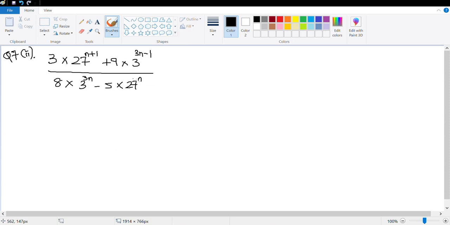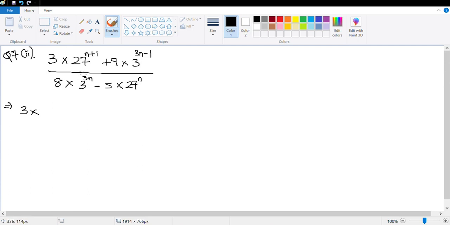Now I noticed that in this question there are different bases. One base is 3, and 27 can be converted into 3. This is again 3 and 3. This is 2, this is 3, this is 5, this is 3. So I have 3, 2, 5. Too many powers, or rather too many bases. Let's see if there's something common that we can take out.